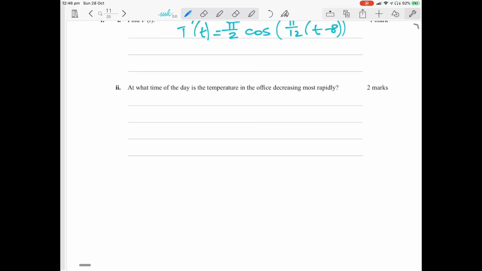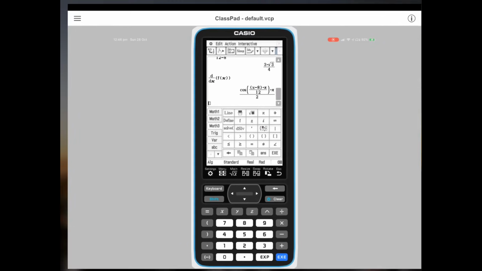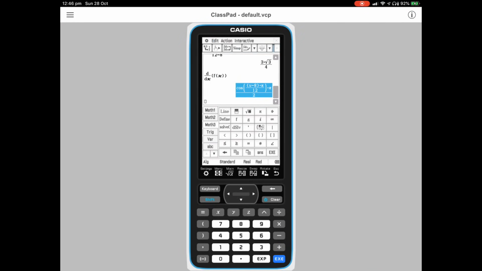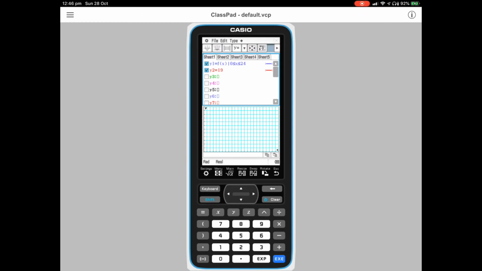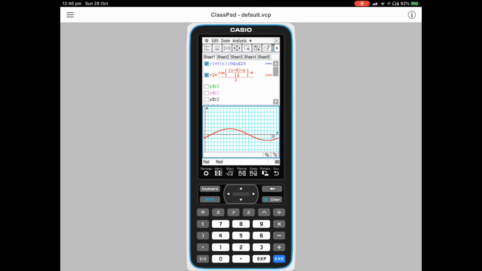Okay, what time of the day is the temperature in the office decreasing most rapidly? So let's sketch that. Decreasing, so it's got to have a negative gradient. Decreasing. So it's going to be here. It'll be when the second derivative equals 0. There.